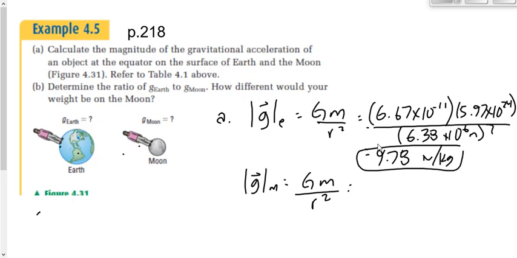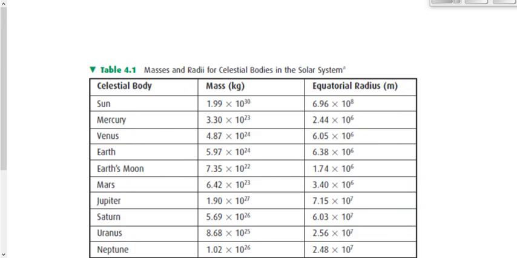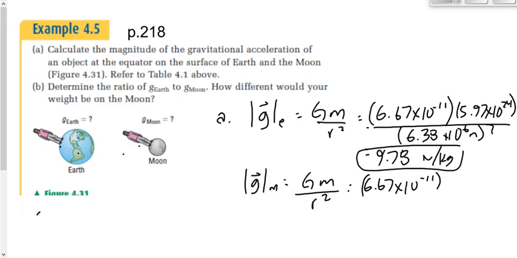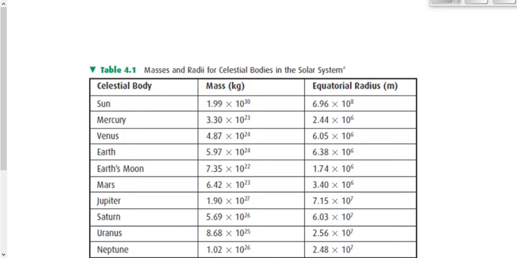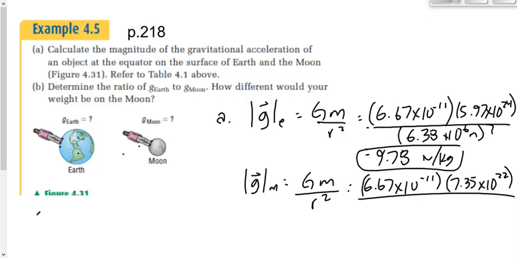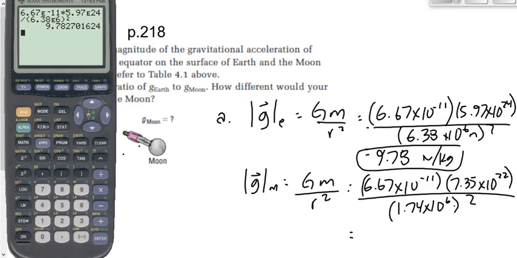Once again, 6.67 times 10 to the minus 11, because that's the same anywhere in the universe. The mass of the Moon, I don't remember that. The mass of the Moon is 7.35 times 10 to the 22. And the radius of the Moon, the equatorial radius of the Moon, is 1.74 times 10 to the 6. And we've got to square that. We should expect to get a number that's smaller. Let's just double check that.